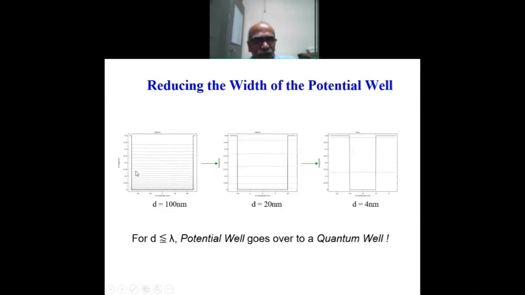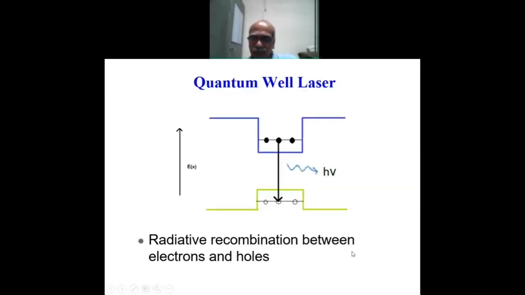If you reduce the dimension of the well to 20 nanometer, then you see it now supports fewer eigenstates, that is allowed solutions. And if you reduce it further down to 4 nanometer, that is 40 angstrom, you can see that it supports just two, one state here and one state here. There is a discretization of the energy levels, or we call this the quantum size effect. So for D, the thickness of the well, less than or of the order of the de Broglie wavelength, the potential well goes over to a quantum well, or the double heterostructure goes over to a quantum well structure.